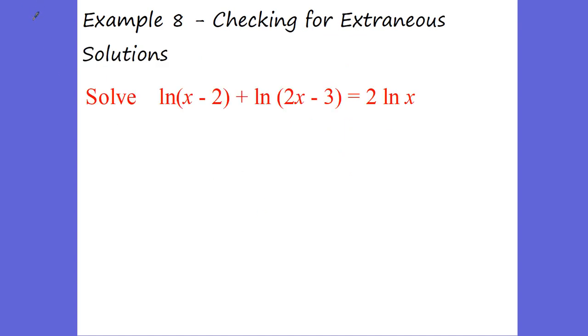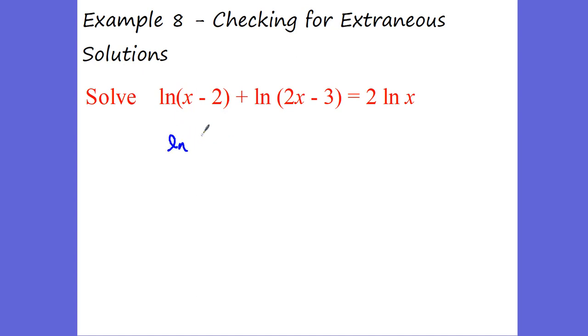Okay. One last example is checking for extraneous solutions. So here we go. Let's take a look at this one. So here we have natural log of x minus 2 plus natural log of 2x minus 3 equals 2 natural log of x. On this left side, we have to condense this. We can't do e to everything because there's an addition sign in between. Okay, and so we have to condense this together.